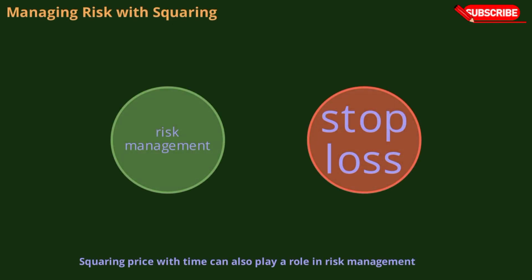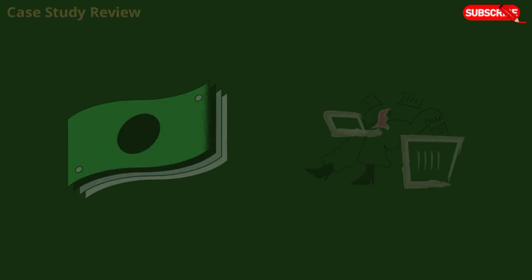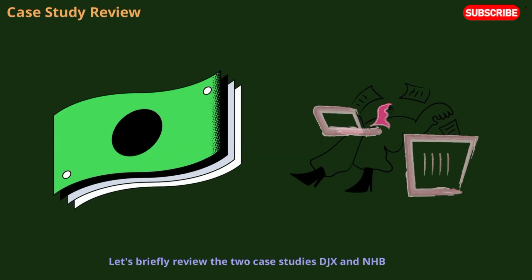Squaring price with time can also play a role in risk management. By identifying likely reversal points, you can set more effective stop losses and position sizes, protecting your capital while maximizing potential gains. Let's briefly review the two case studies, DJX and NHB.